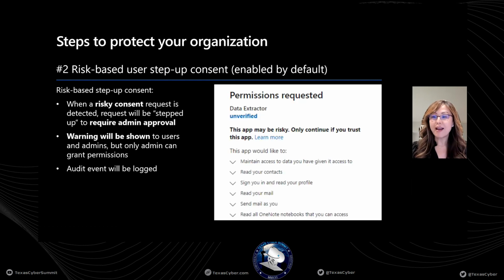All right, so let's talk about the risk-based user step-up consent. The second best practice is to track risk-based user consent. It is currently enabled by default. So what is a step-up consent? When a risky request is detected, the request will be stepped up to require admin approval. Users and admins will see the warning, but admins will have the ability to actually approve it. When this happens, an audit event will be logged.